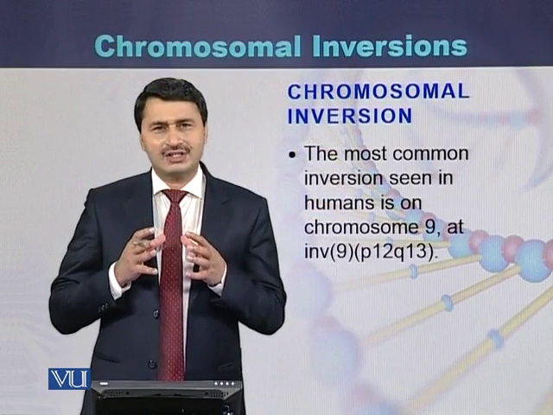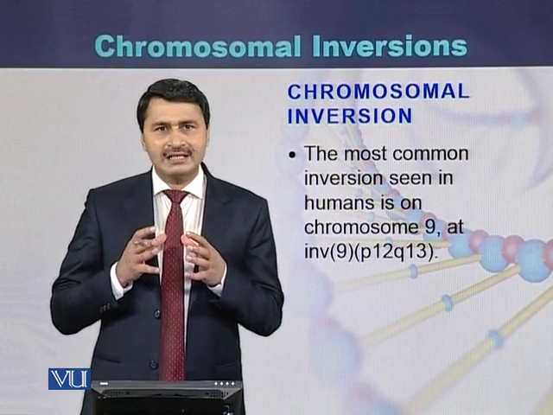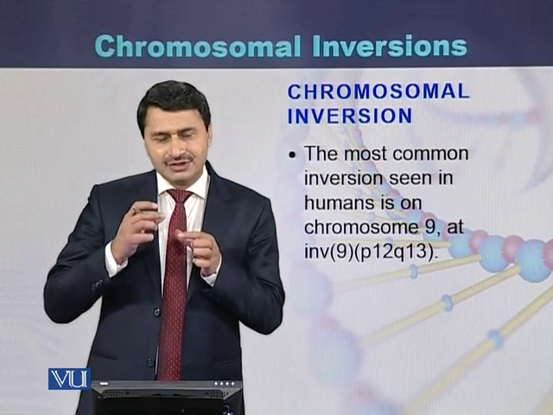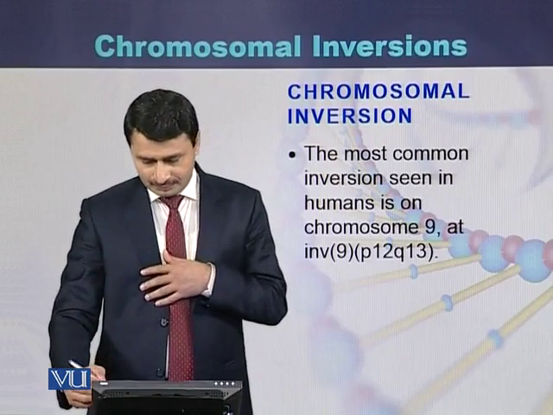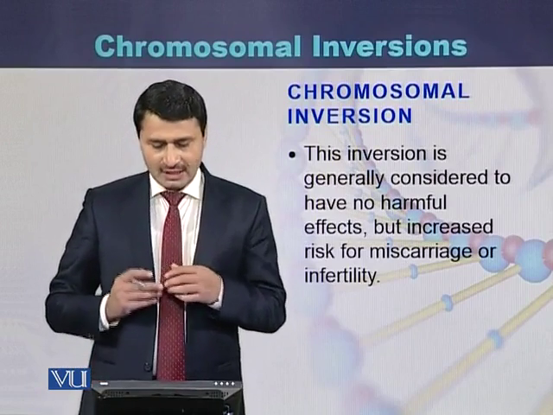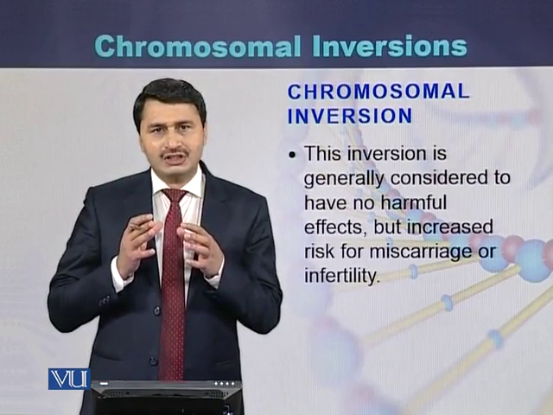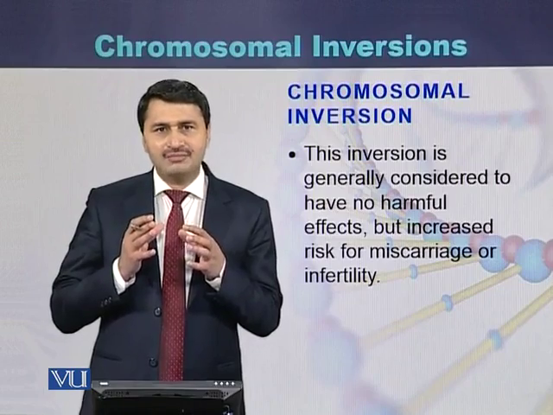Most common inversions in case of humans have been seen on chromosome 9, where a fragment from arm P is exchanged with the fragment that is on arm Q. Generally, these inversions in humans are not harmful, but they increase the risk of miscarriages.